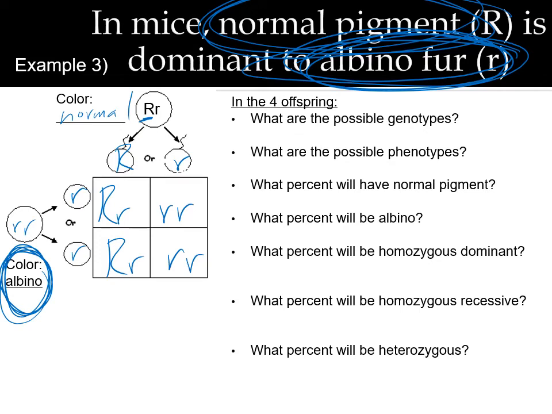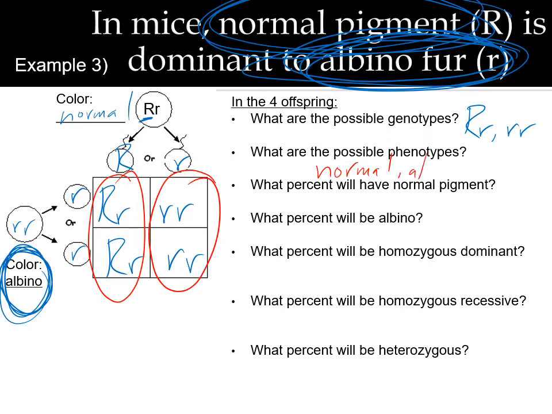Okay, what are the possible genotypes? We see an uppercase, lowercase, a big R, little r, and we see a little r, little r. As for phenotypes, these two over on the left have a big R, little r genotype, so they will have normal coloration for their phenotype. And on the right, these two have little r's, so they are going to be albino. They will be the white mice. What percentage will have normal pigment? As long as you've got at least one big R, you're going to be normal, so that's going to be 50%. Those are the ones on the left. And what percent will be albino? The other 50%, those are the ones on the right.